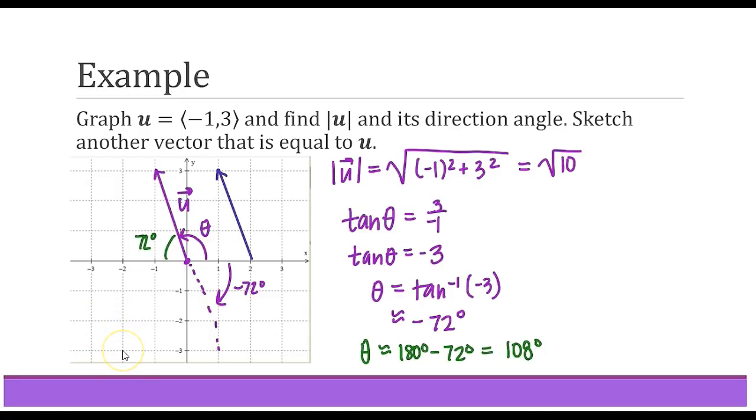I'm going to draw yet another vector that's equal to u. I'm going to draw it down here. So this is another vector that's equal to u. We could take any vector and just pick it up and move it so that its initial point is at the origin. And then it's much easier to work with in terms of finding its magnitude and finding its direction angle.